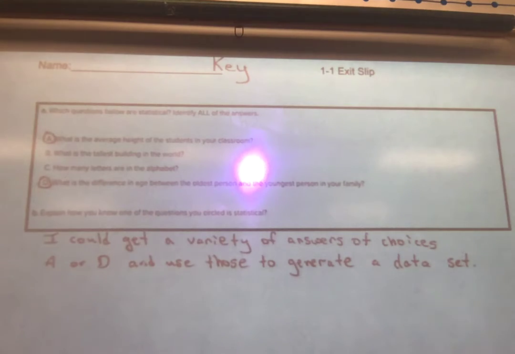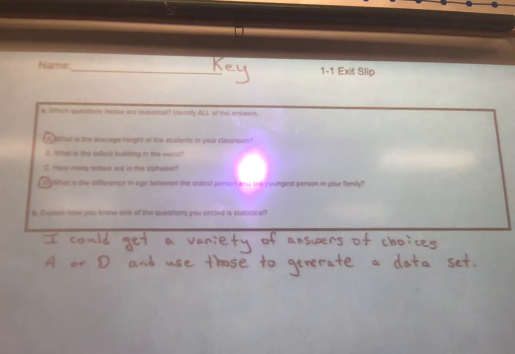All right, we're going to go ahead and take a look at the 1-1 exit slip answer key and talk about them a little bit. Your job, you have the paper copies now, is to make sure that you are writing down the correct answers, listening to the reasoning here and trying to understand the question, and we'll answer some of your questions if you have them.